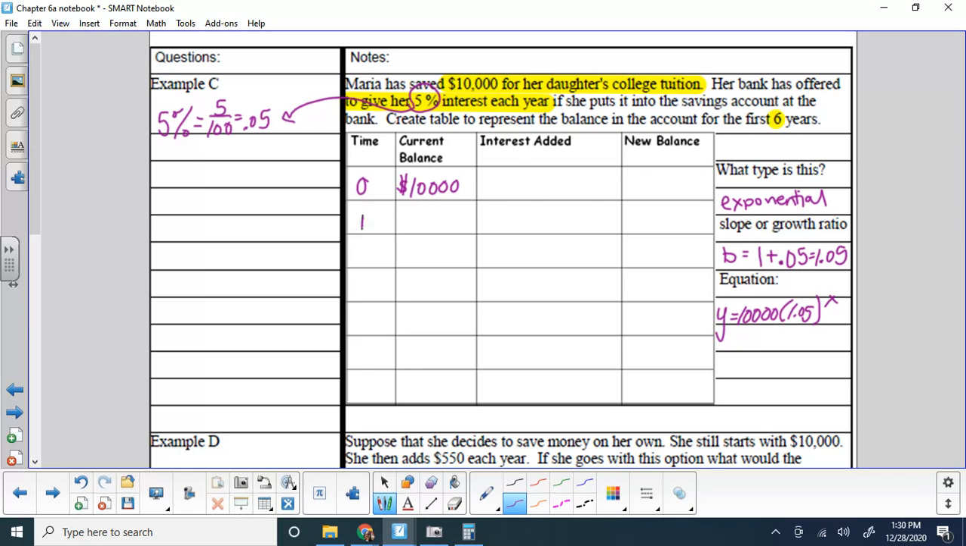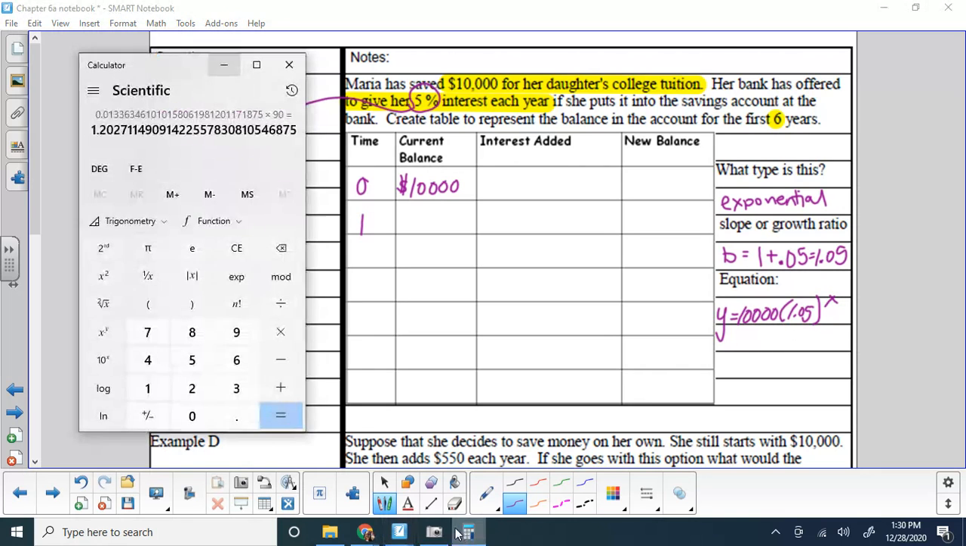So then if I plug in 1 to my equation, I would take my calculator and clear it, and I would have 10,000 times 1.05. And that gave me 10,500. So basically, she made $500 for doing nothing. So the interest added is 500, and her new balance was 10,500.